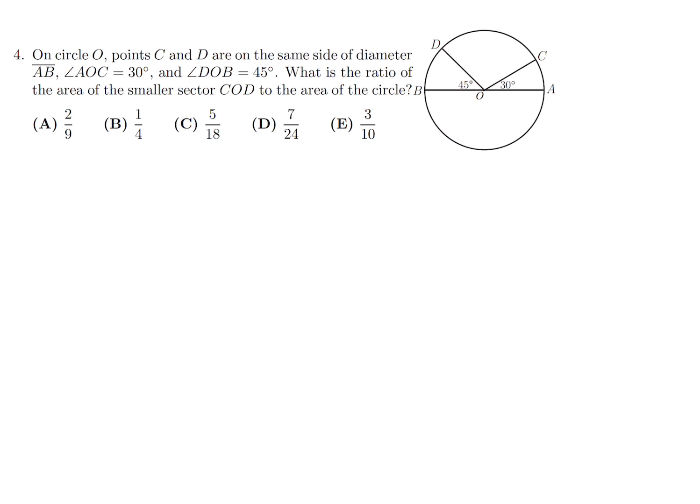On circle O, points C and D are on the same side of diameter AB. AOC angle is 30 and DOB angle is 45. What is the ratio of the area of the smaller sector COD to the area of circle O?